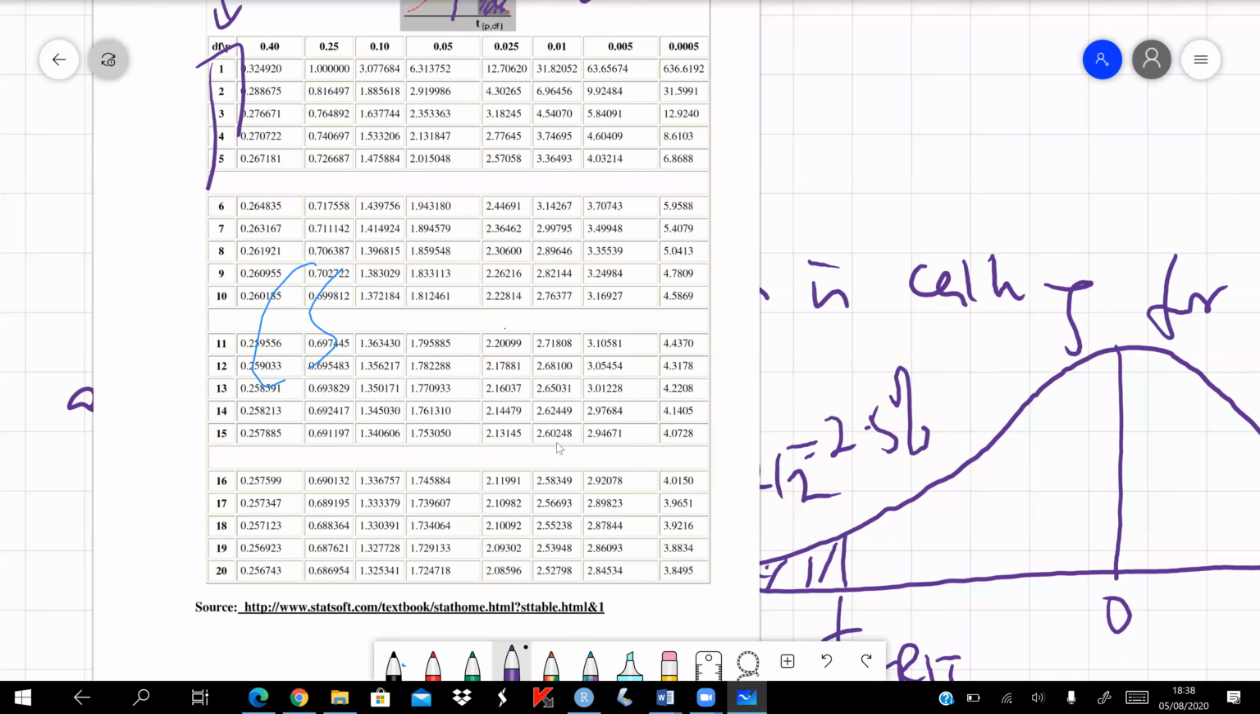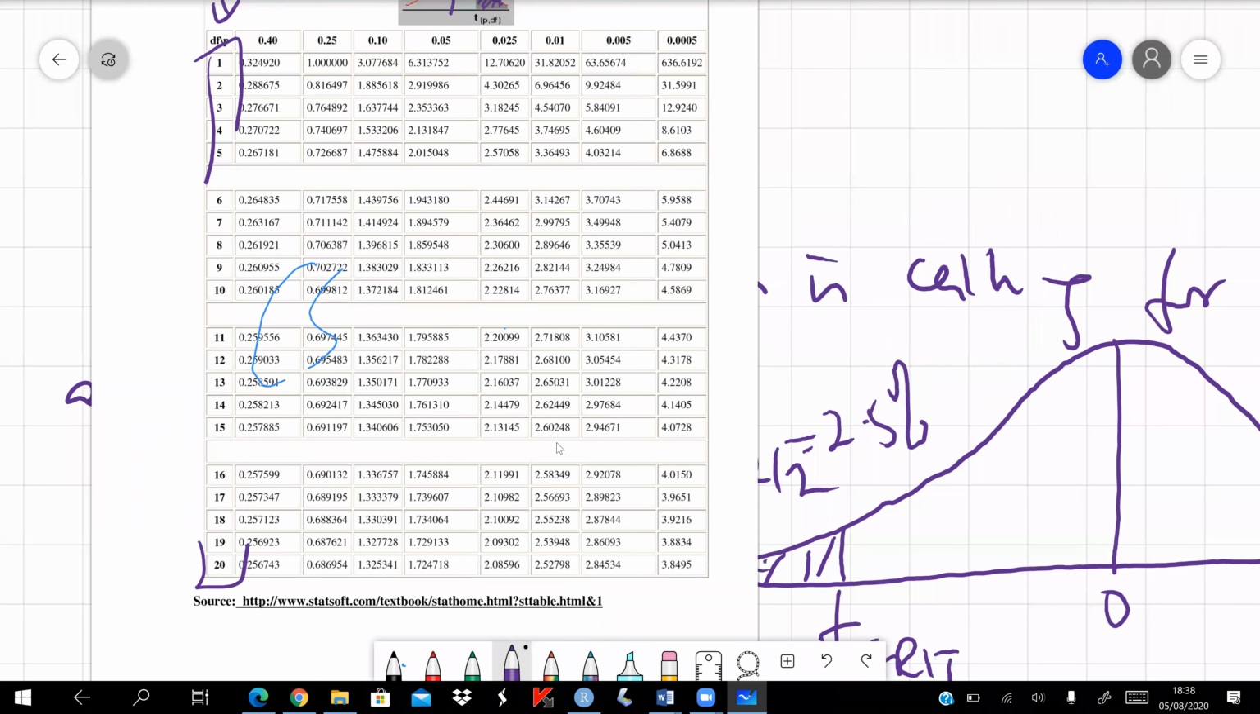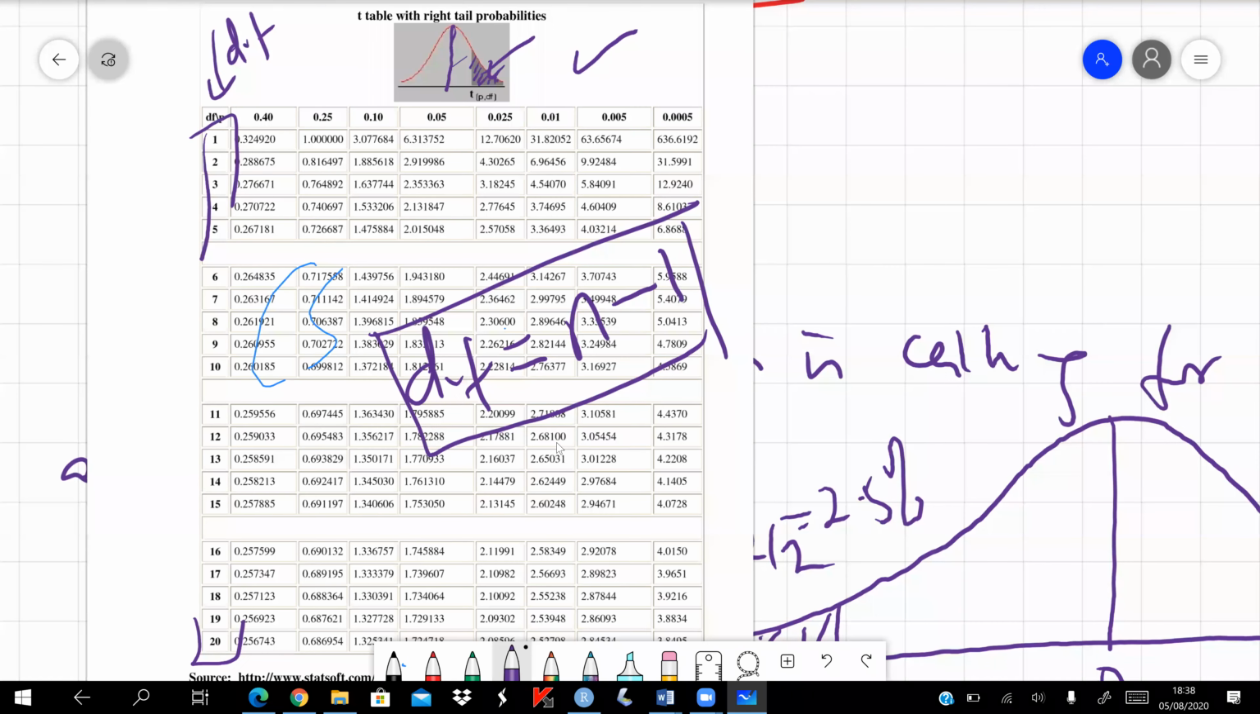This table here stops at 20. Usually, most of them go up to around 30, because any sample larger than 30 is considered a large sample, and you use the normal distribution, not the t distribution. So the first column is degrees of freedom, and degrees of freedom is always given by the sample size minus 1 when we're dealing with one sample. The other columns are the different values of alpha.